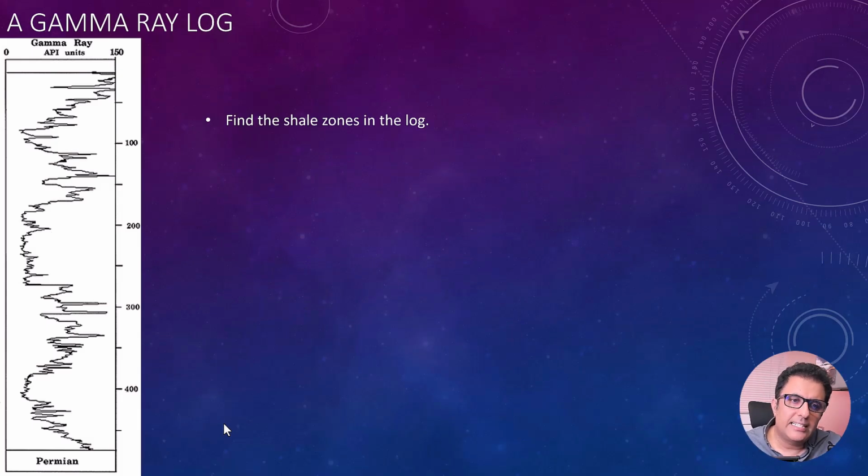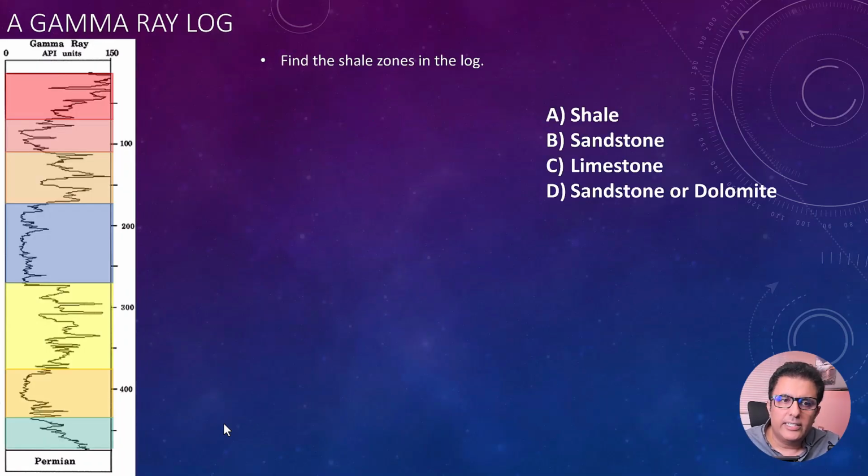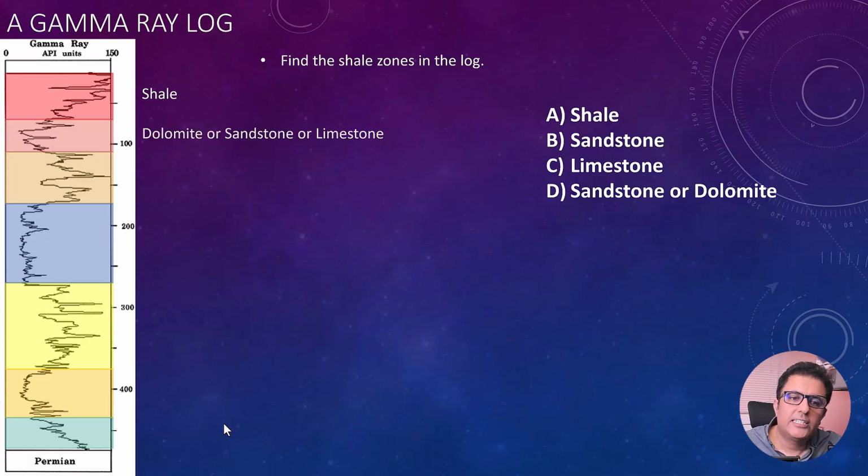So here is an example of a gamma ray log. So I may ask you, find shale zones in this log. So here is what I interpret. For example, the first zone can be identified as shale. As we see, the gamma ray reading is very high, higher than 100 API. The second is a kind of clean formation, and the third again is shale formation.